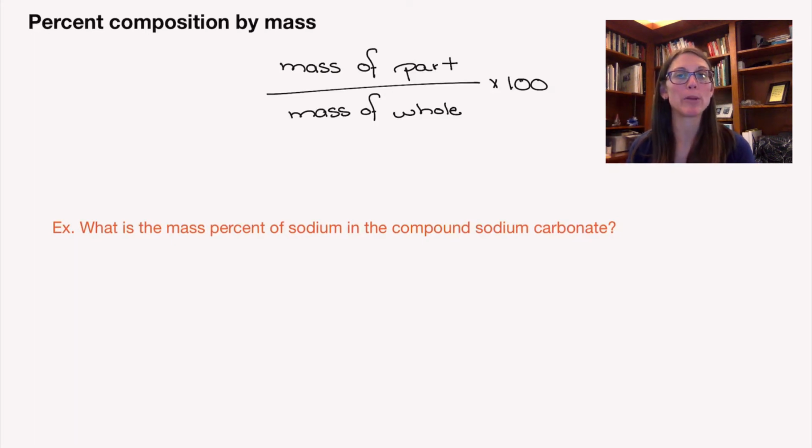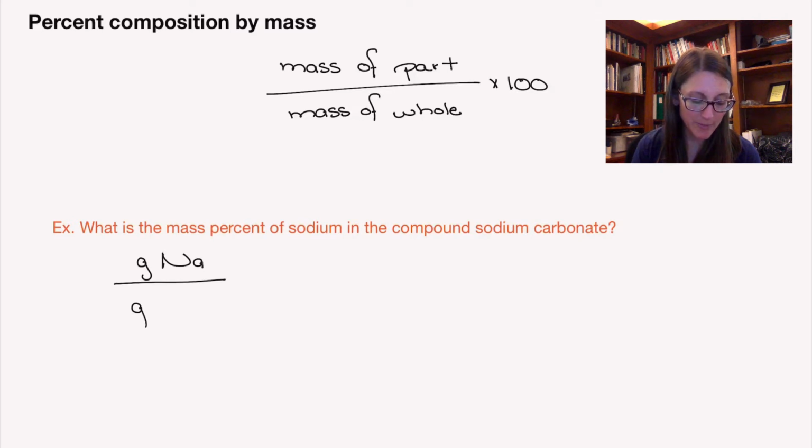One of the most common places you'll see mass percent is when talking about the mass percent of a particular element in a compound. So for example, finding the mass percent of sodium in the compound sodium carbonate. In this case, the part that we're interested in is the mass of the sodium. So I'm going to find the grams of the sodium, and I'm going to divide this by the grams, the mass of the entire compound. And sodium carbonate has the formula Na2CO3. I'll take that and I'll multiply by 100.